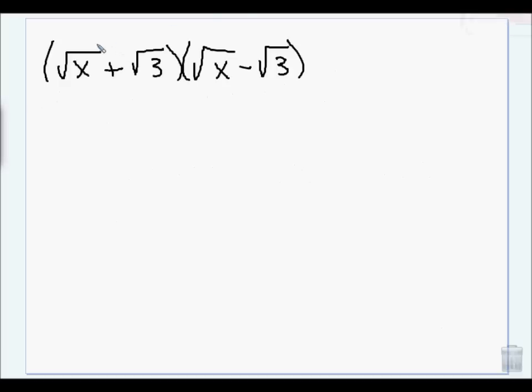Okay, conjugates, so I'm going to multiply this and this, because they're conjugates, so I know the middle terms would cancel out. So I get the square root of x times the square root of x, which is just x, right? And then I have the square root of 3 times negative square root of 3. So that's -3.